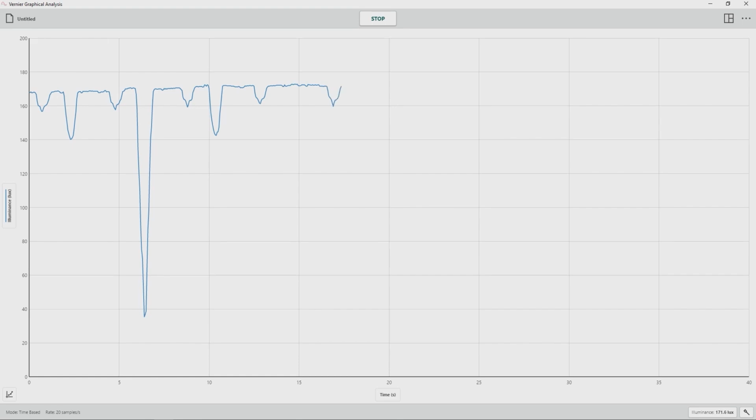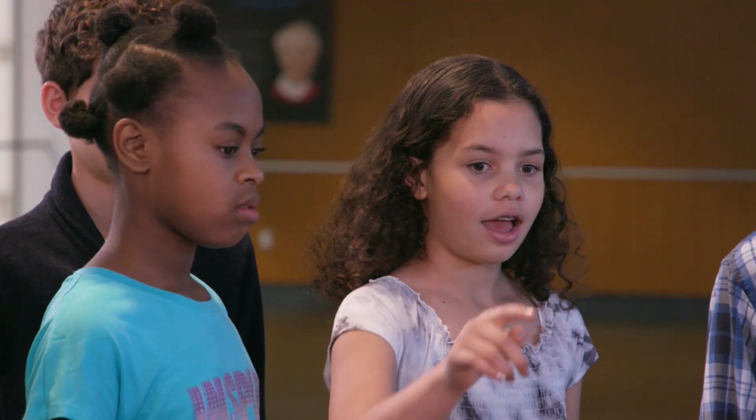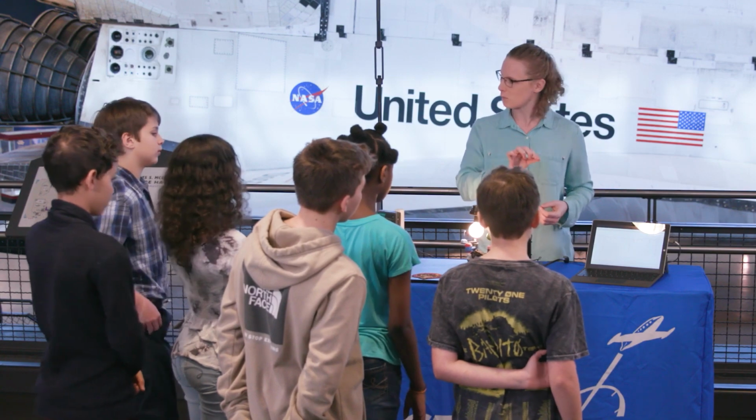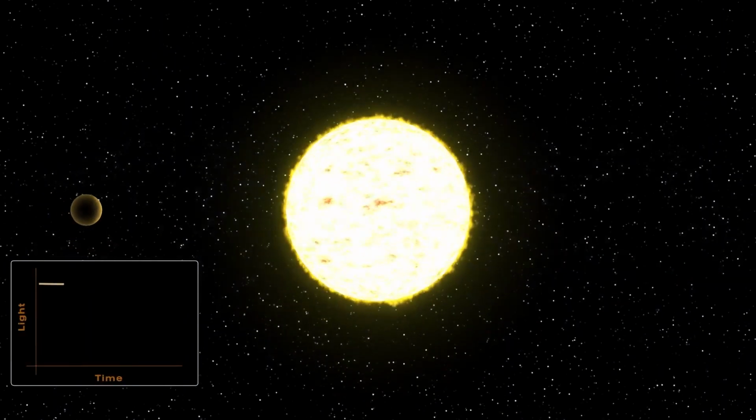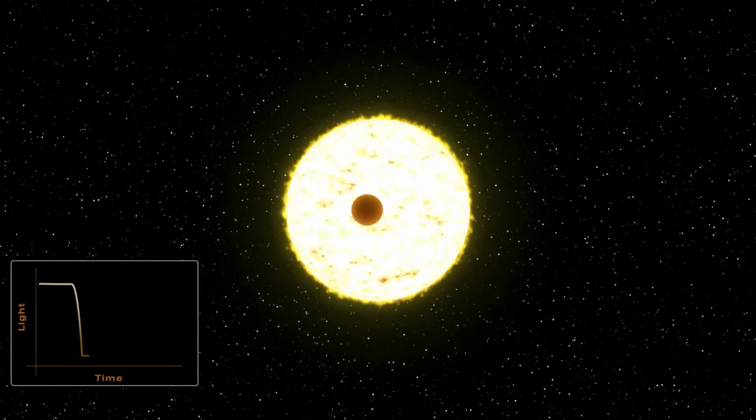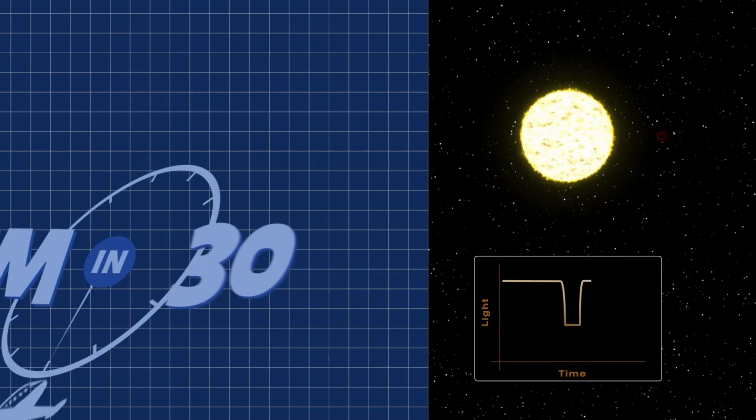So just from this, we can tell how big the planet is. What is it on the graph that tells you how big the planet is? How long the dip is? Exactly, how much light it blocks. A bigger planet is going to block more light. It's going to make a big change in the star's brightness. A smaller planet is only going to block a little bit of light.